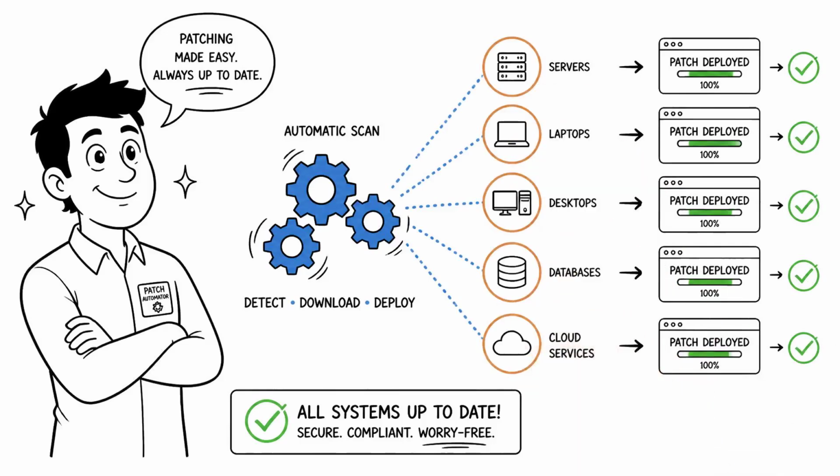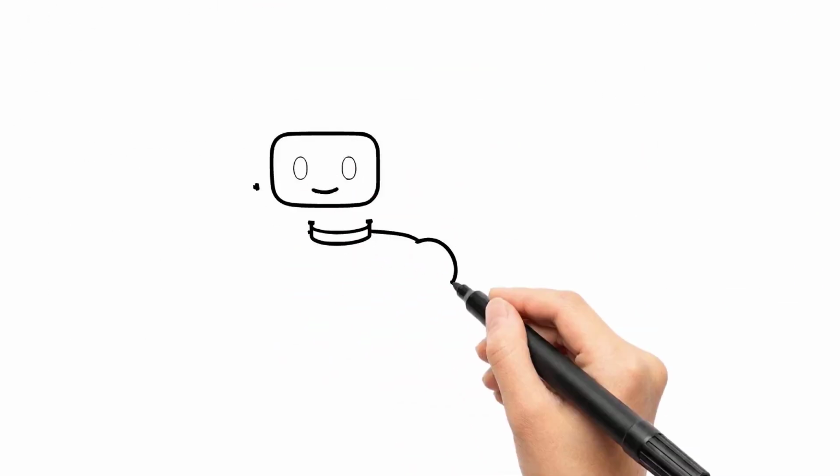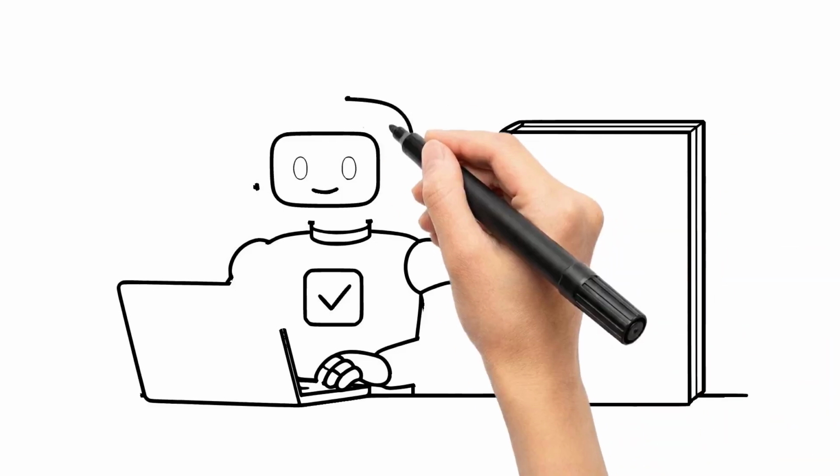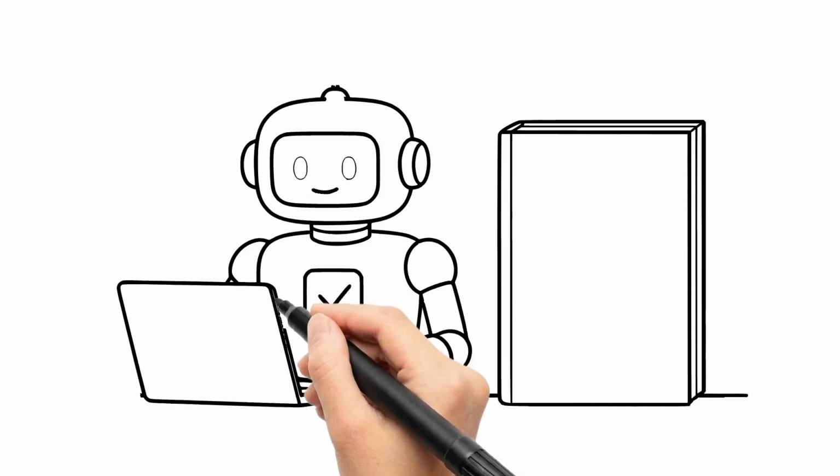Automation makes large environments manageable. It saves human effort for high critical issues. Still, automation alone isn't magic. It needs governance and tuning.